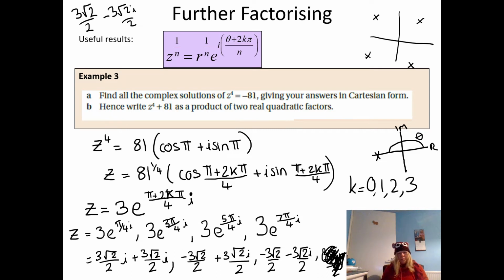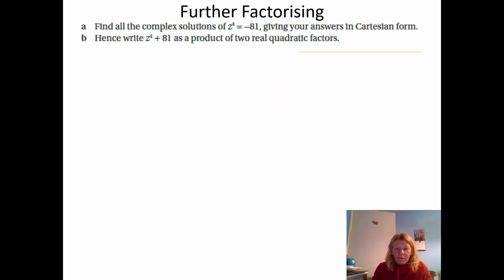Right, spot on. We haven't finished though, have we? Hence, write z to the 4 plus 81 as a product of real quadratic factors. So I've got to write it as a product of 2 real quadratic factors. At the moment we know the roots, so if we knew a root was 2, we would write z minus 2 as a factor, wouldn't we? So we've got all these funny roots, and we need to write z minus these roots as factors.